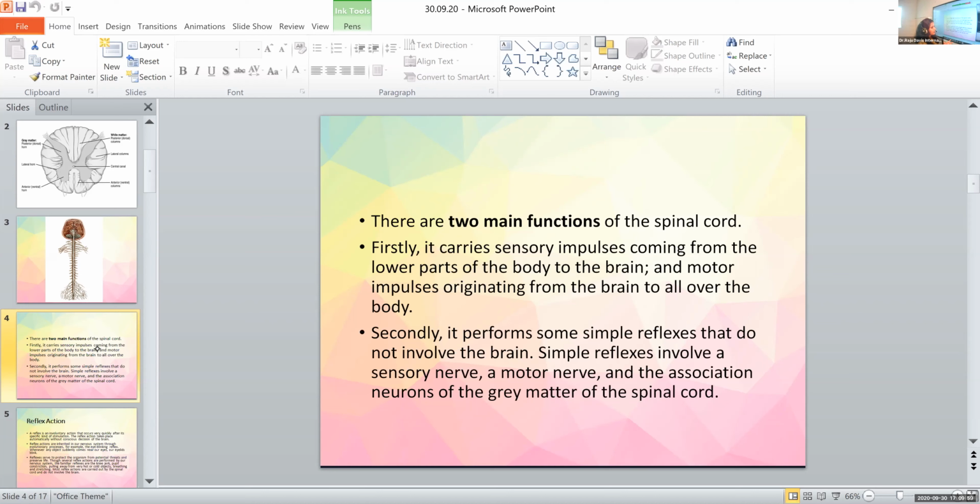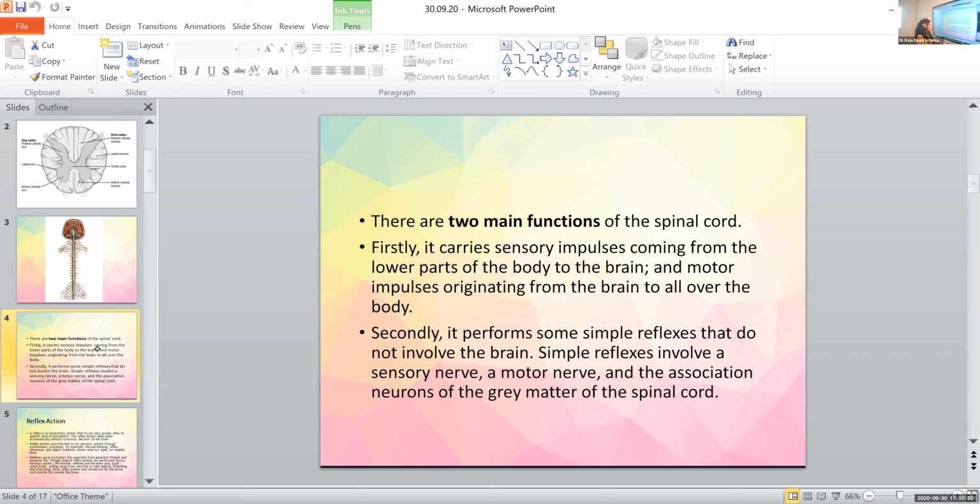Now from the brain, we have to get information regarding the motor movements. We have to take action for the senses that we received. So from the brain, through the spinal cord, it reaches the different areas of the body. So that is one function, relaying information to and fro in the CNS, that is to the brain and from the brain. Then the second function is it performs some simple reflexes that do not involve the brain.